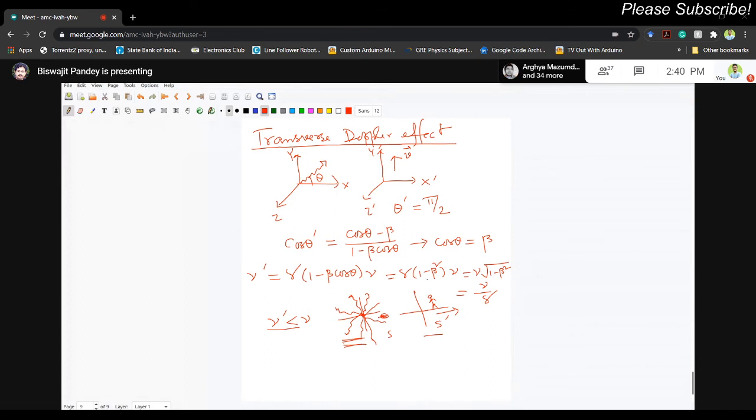So theta will be cos inverse v by c, right? And what is v by c? If I ask you what is v by c, right? It is a quantity which cannot cross the value of 1, right? It will always be less than 1.